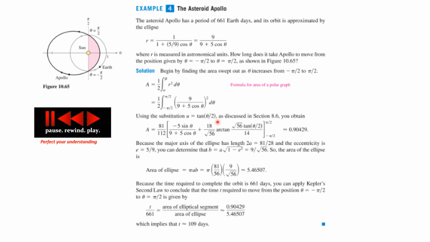And so using this substitution, we can calculate this, because this is 81 over, and then I just square all that, so I have a rational function in sines and cosines. So I can figure out what a is using that substitution, and I put the numbers in. There's a lot of calculation here, but we get it as 0.90429.